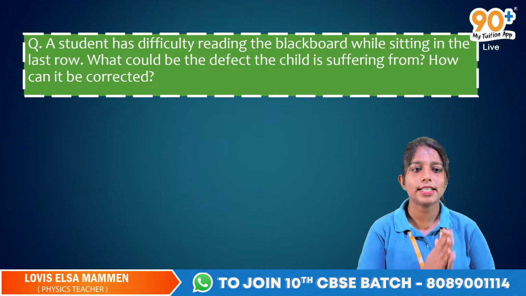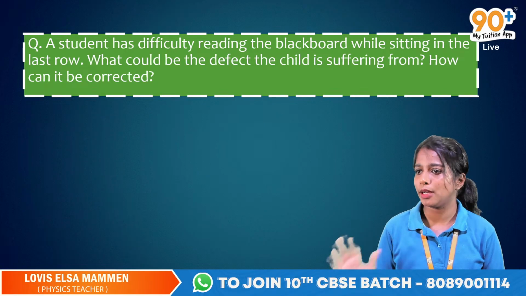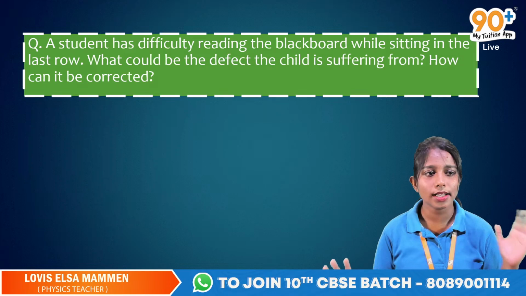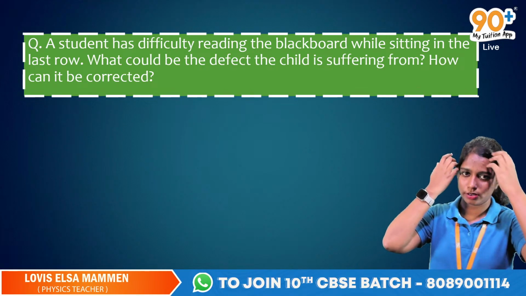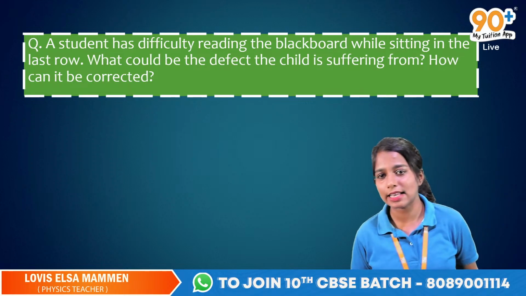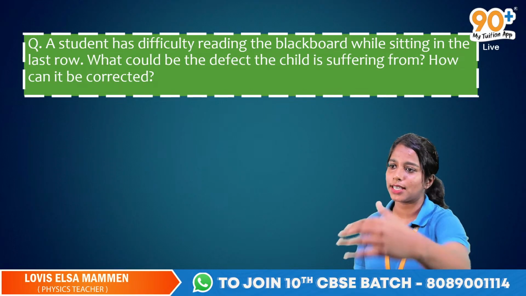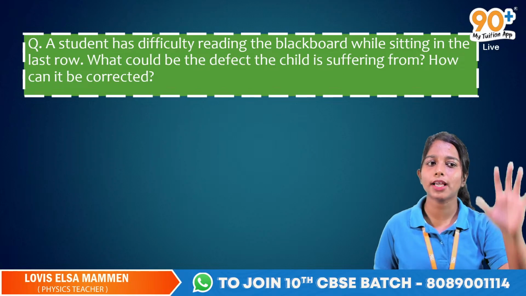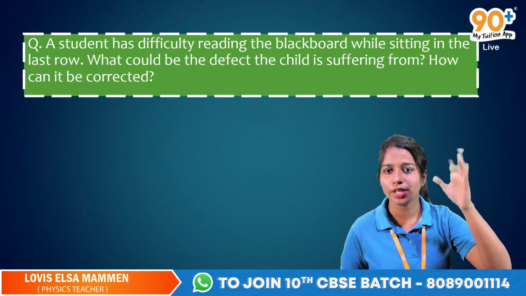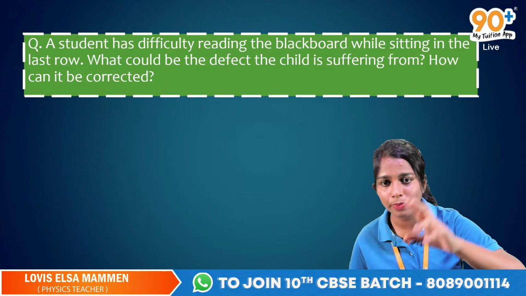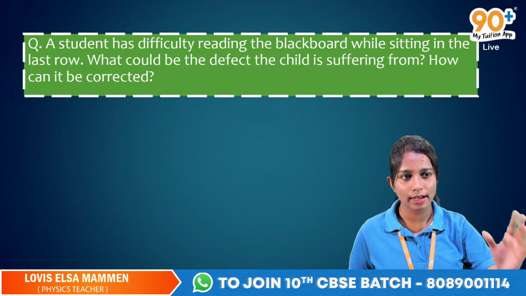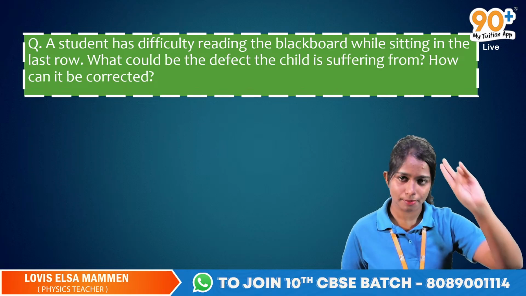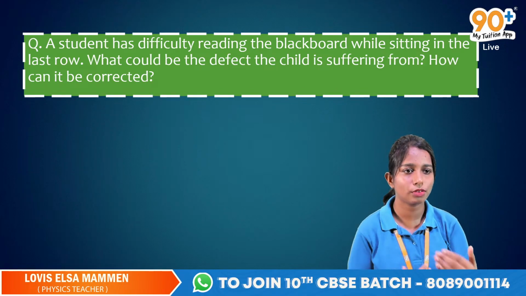A student, think about this in your mind. We have seen the animations for this, so based on that, think about it yourselves. A student has difficulty reading the blackboard while sitting in the last row. What could be the defect? How can it be corrected? Identify which defect it is, whether it is hypermetropia or myopia. Don't say presbyopia; it will be one of the other two, because it is related to near point and far point.